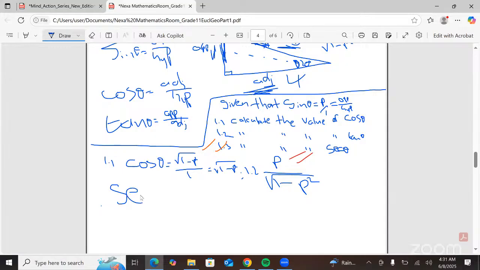Sec theta. Then you look at the third alphabet, it's SEC, which is the normal trigonometric ratio that starts with C. It's cos, but it's going to be the reciprocal of that. So sec is equal to 1 over cos theta.